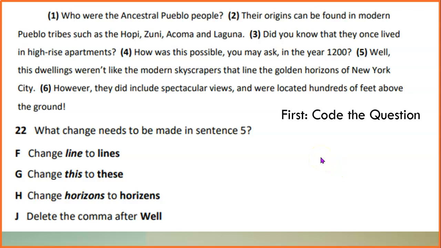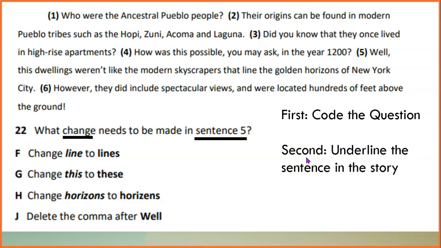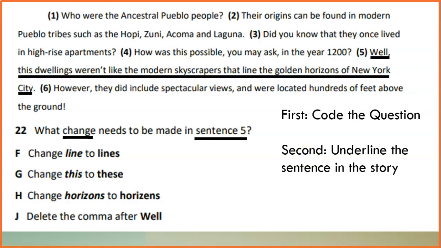The first thing we need to do is we need to code the question. We need to underline the important words. The important words in this case are change and sentence 5, because it tells us what we're doing, and it tells that we are changing something in the sentence. We're not combining sentences. We're not removing sentences. We're just changing one sentence. And sentence 5 is which sentence we're changing. Second, we need to underline the sentence in the story. Make sure you are doing this in OneNote as we watch.